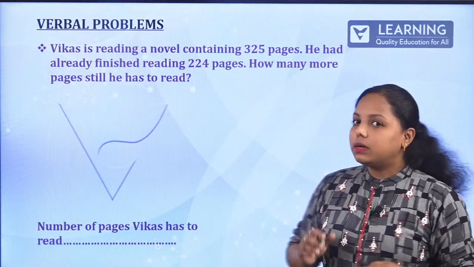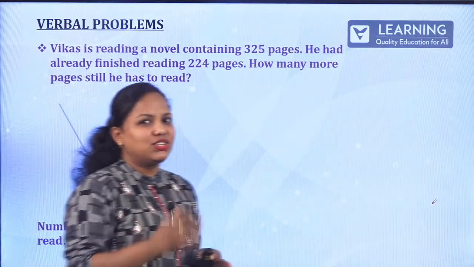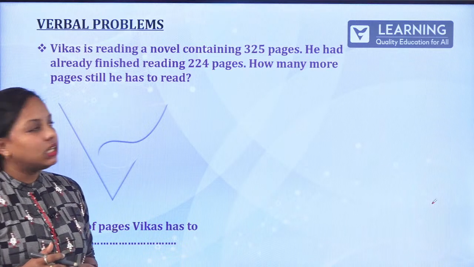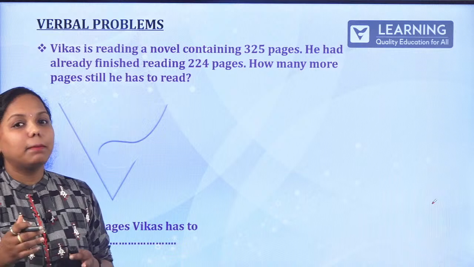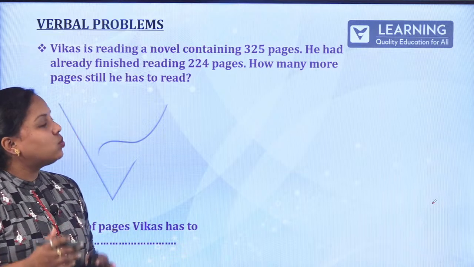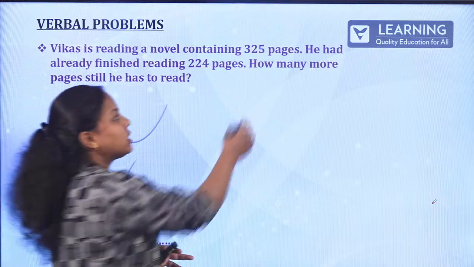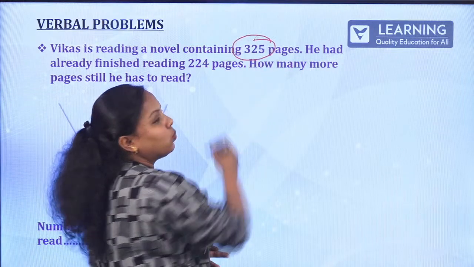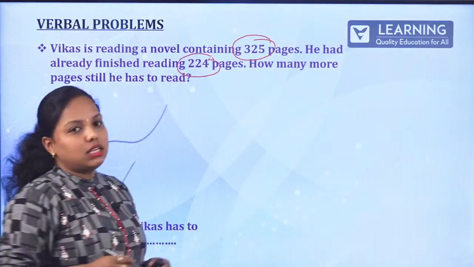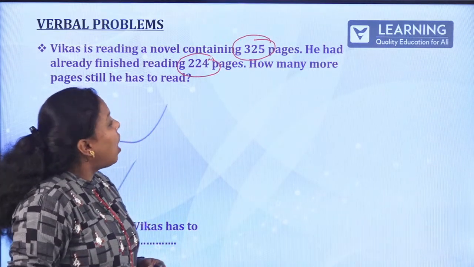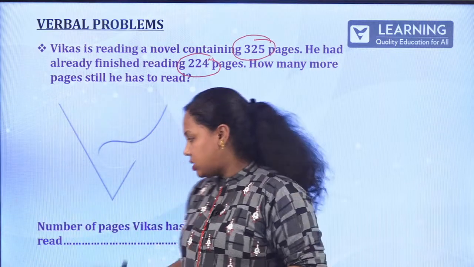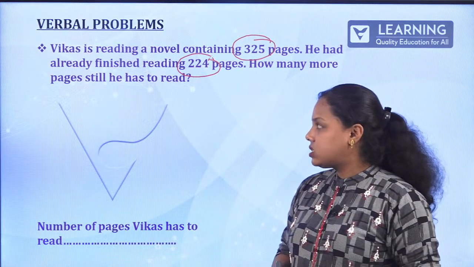Next, verbal problems. From here it is very interesting. Now Vikas is reading a novel containing 325 pages. He had already finished reading 224 pages. So what is the highest? 325 is the highest and 224 is the least number according to this problem. How many more pages does he still have to read? The question asked is the number of pages Vikas has to read.